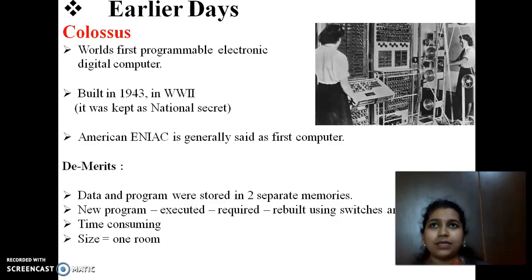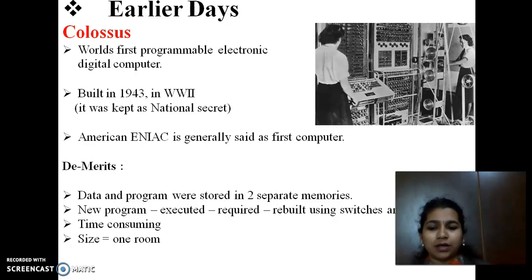But what is A and B? These are the variables on which the computer program will work. That is nothing but the data, because your program will work on that data. So in Colossus we had data stored separately and programs stored separately. Now with this, what was the limitation?